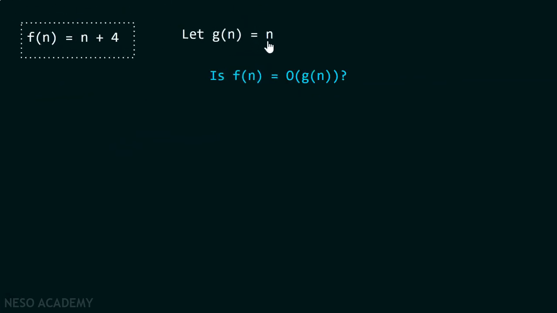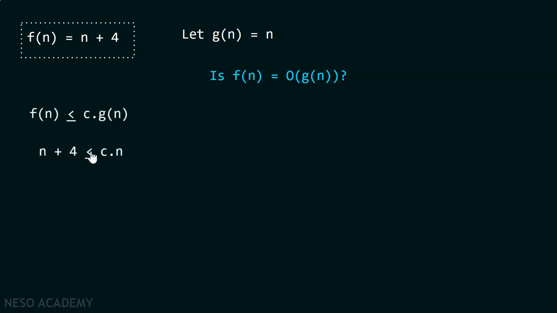Let's take Gn equals n. We are interested in finding the growth rate of this function. That's why we have taken Gn equals n, which I thought of as the least upper bound on Fn. Is Fn equal to big O of Gn? That's what we need to find. For this purpose, obviously, we need to compare Fn and Gn.